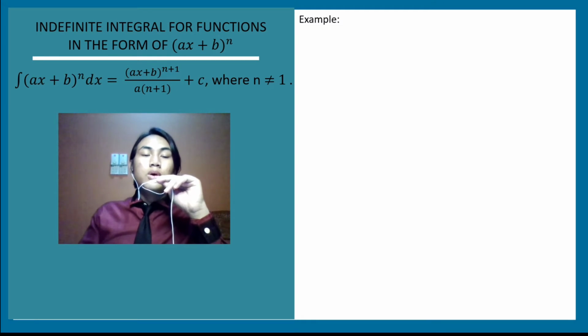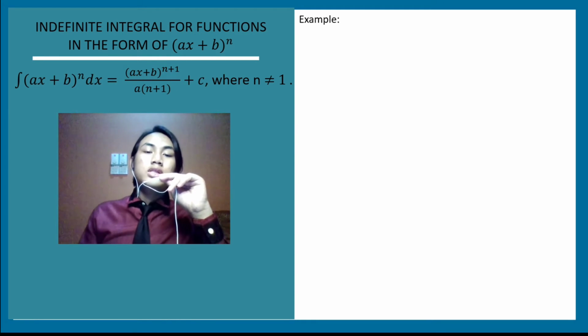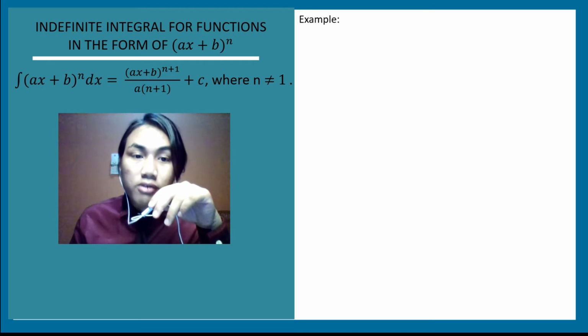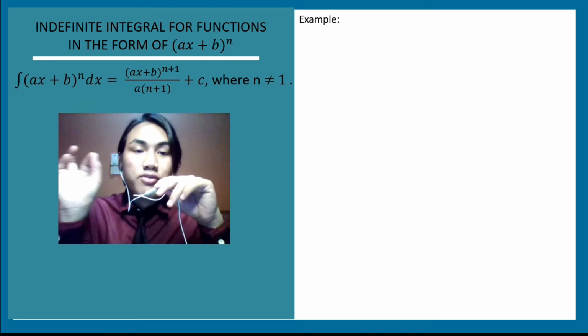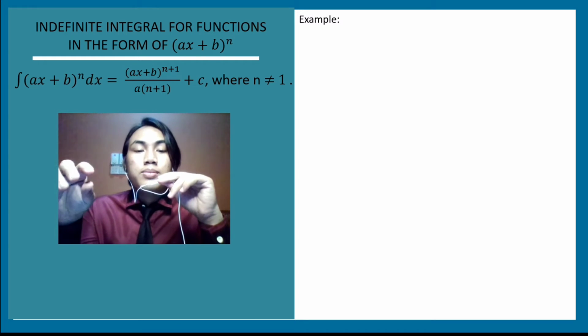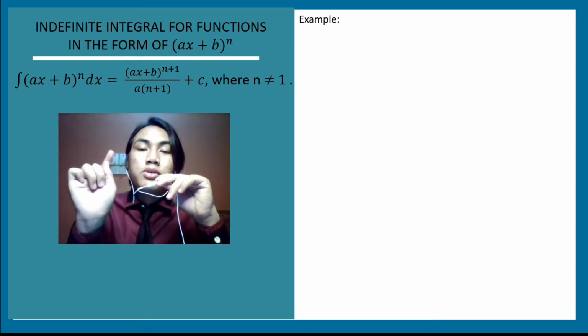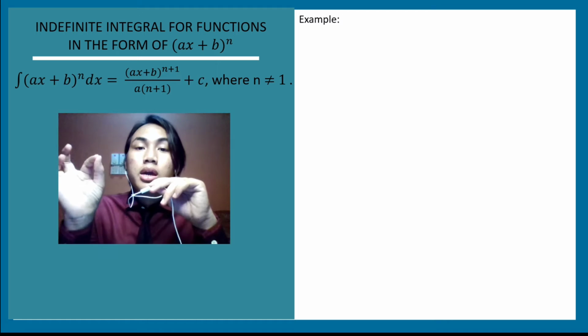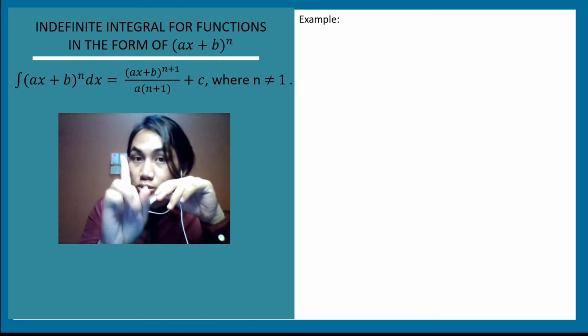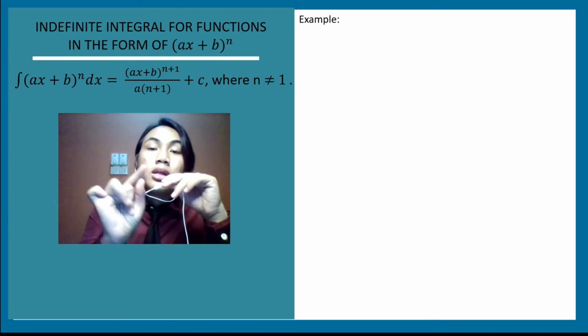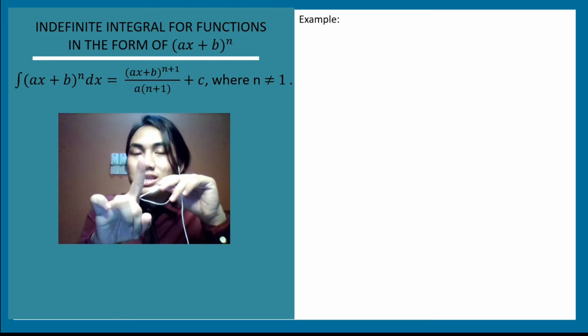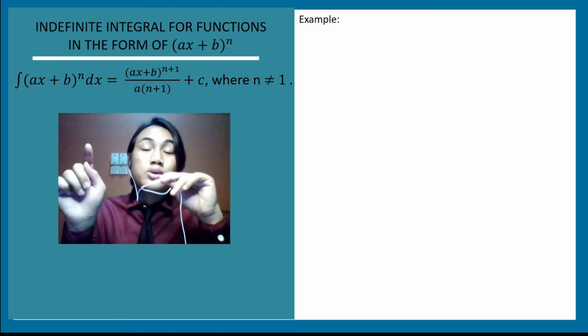Alright, so for this subtopic, indefinite integral for functions in the form of (ax plus b) to the power of n, there is a formula for it. The integral of (ax plus b) to the power of n dx is equal to (ax plus b) to the power of n plus 1 over a times (n plus 1) plus c, where n is not equal to negative 1.